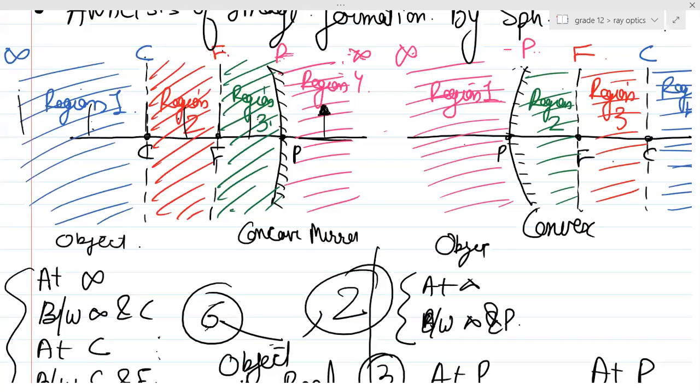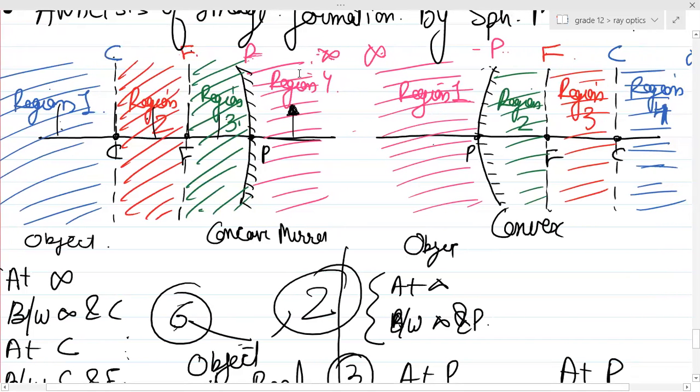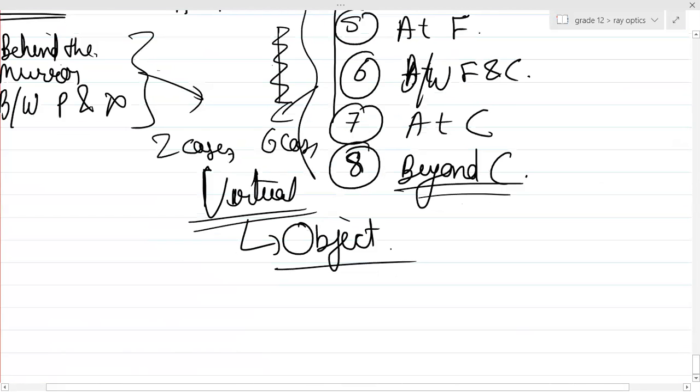Yes, sir. Now the point where I have drawn these regions together, I'll explain later why I have drawn the region 4 of concave mirror and the region 1 of convex mirror with the same color, region 3 and region 2 with the same color, and region 1 and region 4 with the same color. There will be a similarity between them. Later on we'll get to know.